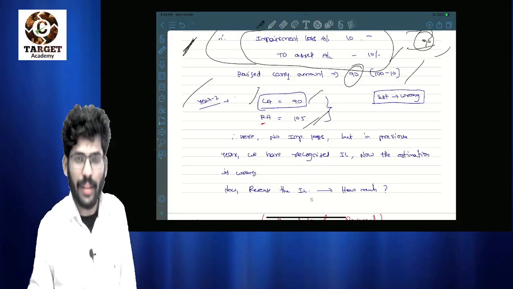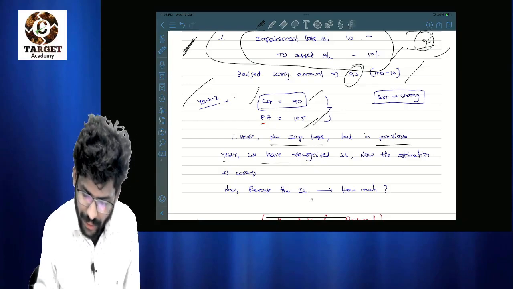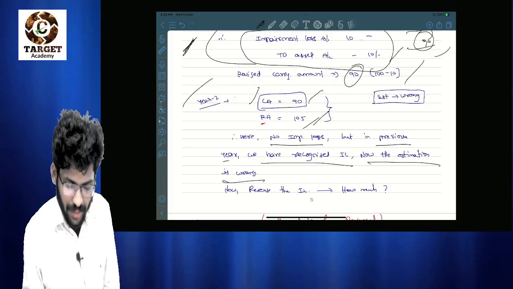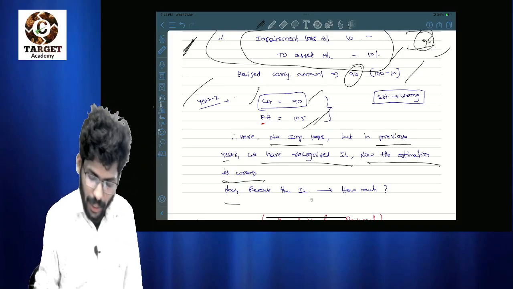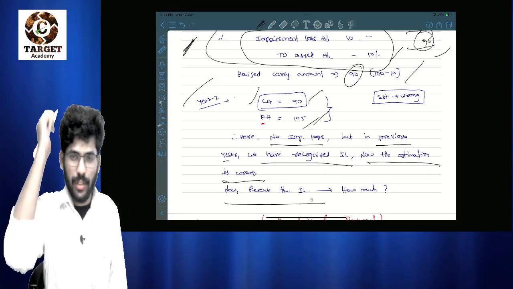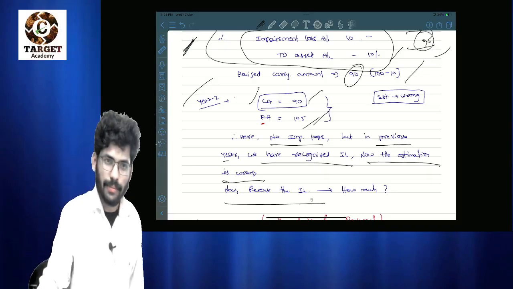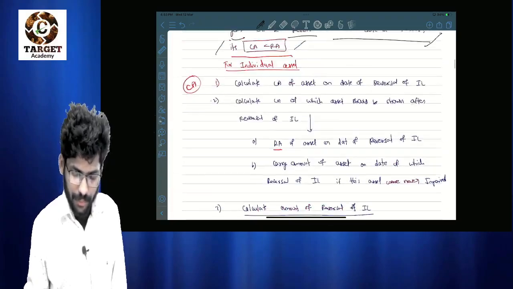See, one more point is there in that question. Here, there is no impairment loss. But in the previous year, we have recognized impairment loss. Now the estimation goes wrong. Same sentence that we have discussed. Now reverse the impairment loss. Obviously, we need to reverse the impairment loss. How much? That's my question. Okay. Coming to the first point. What is the first point here?